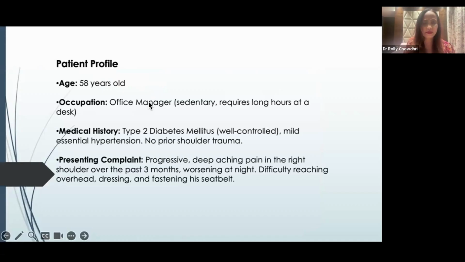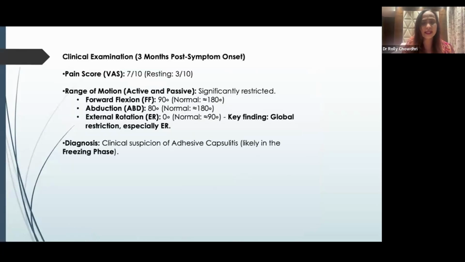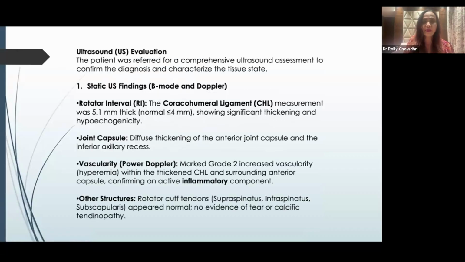Now this patient is again 58 with diabetes, progressive deep aching pain, which was worsening, and difficulty in dressing. So in this, an entire checkup was done whereby we also assessed the pain score, which the clinician assessed, and the range of movement also they gave us in detail: flexion, abduction, external rotation, and so on. The key finding was the global restriction, especially of external rotation. So he wrote on his paper that he's suspecting adhesive capsulitis, likely in the freezing phase.